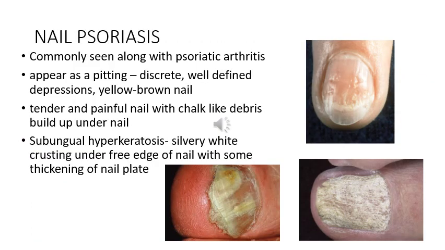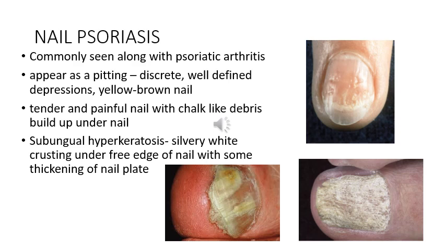Nail psoriasis is commonly seen along with psoriatic arthritis. It appears as pitting. You can see in the diagram the nail has so many pits in it. It is discrete, well-defined depressions in the nail. Yellowish or brown discoloration also occurs sometimes. And usually there is tenderness, pain and a painful nail. Tenderness and pain is present with chalk-like debris build up under the nail.